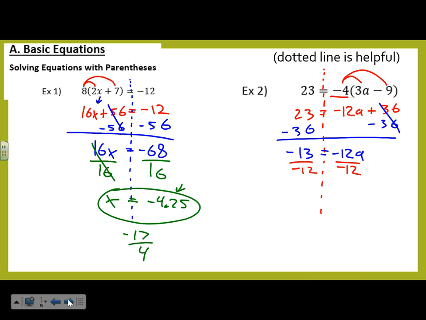Again, I'm just going to do that in a decimal because I think that's easier. 1.0833333333. Again, I would just round to 2 decimal places. Now, obviously, you can write this the other way around. Doesn't make any difference.